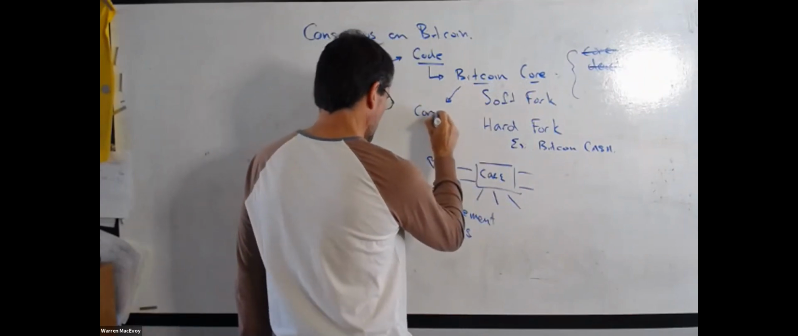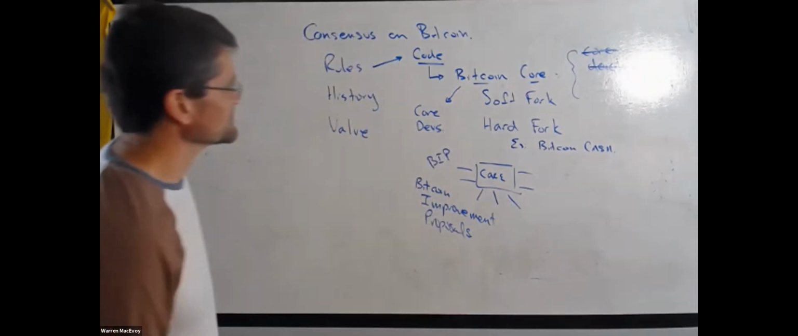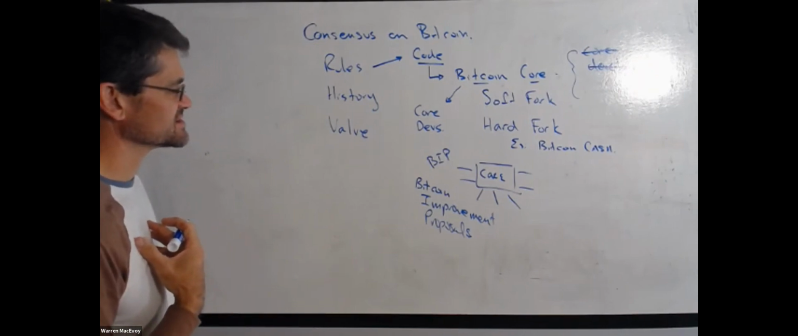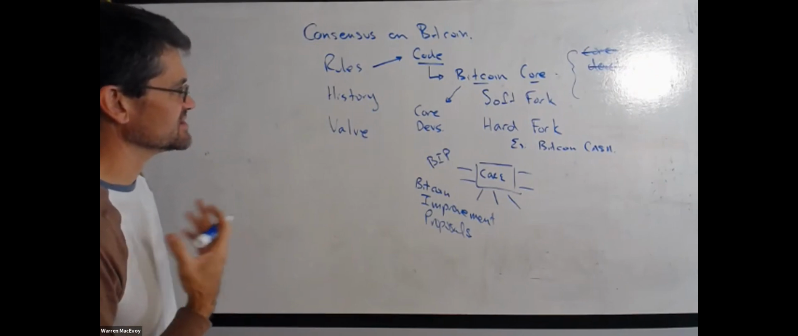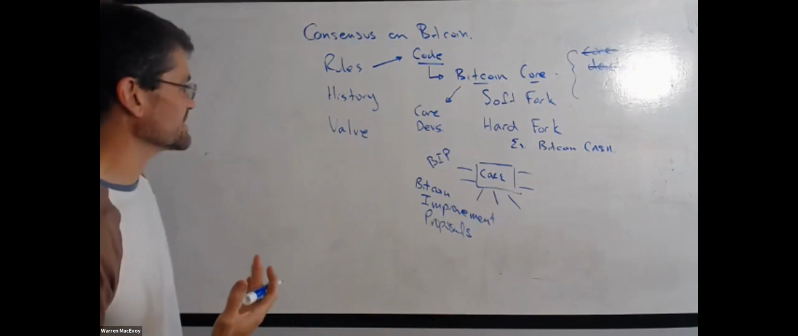So Bitcoin Core comes from core developers. Core developers are the ones that have permissions to actually modify the core. It's a small group that changes those.